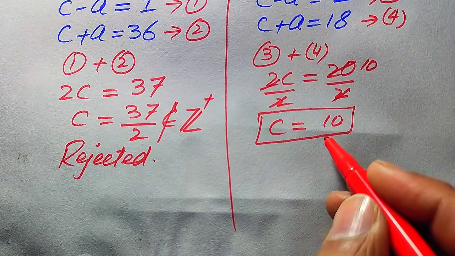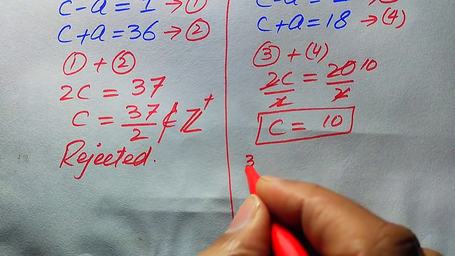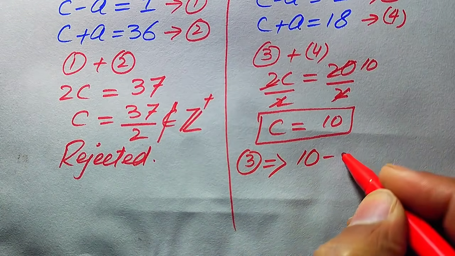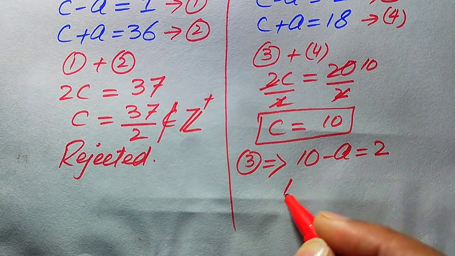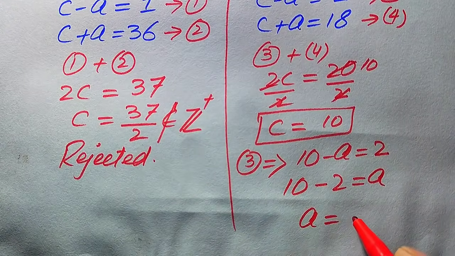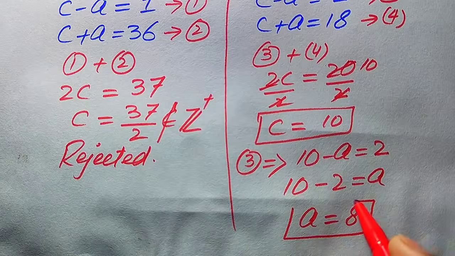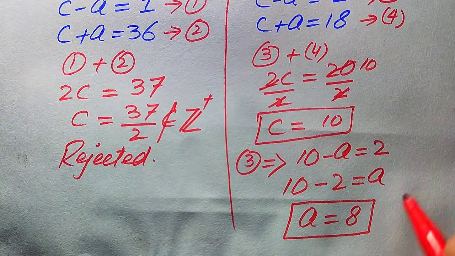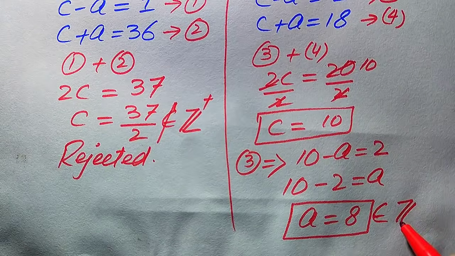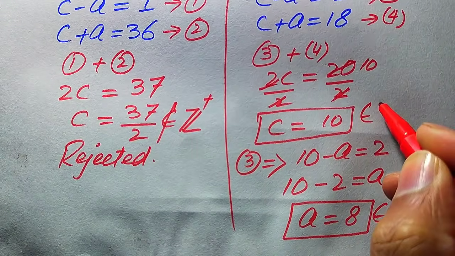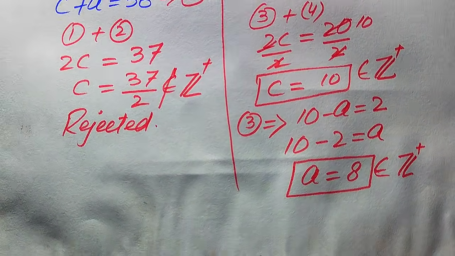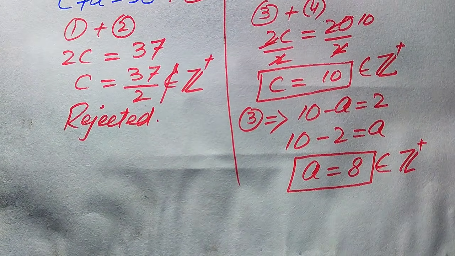So from the second case we get the value c is 10, and when we put this value of c in equation number 3, our equation number 3 implies that 10 minus a equals 2, and it becomes 10 minus 2 equals a, and we get the value of a is equal to 8. So here in the second case we get both of these values as positive integer values. Here we find the values of a and c from the third case.